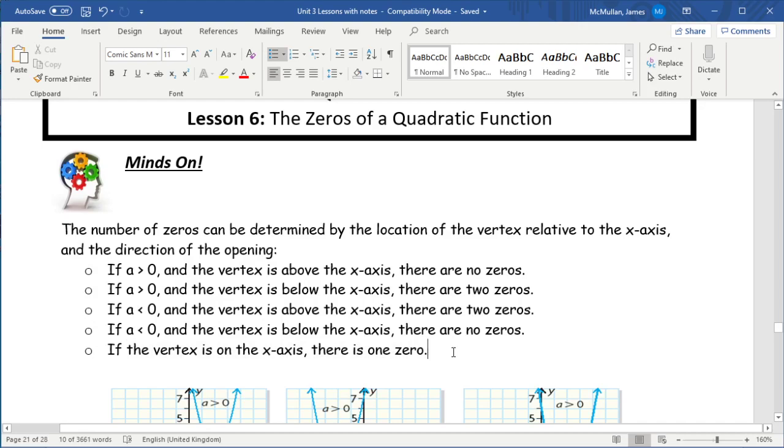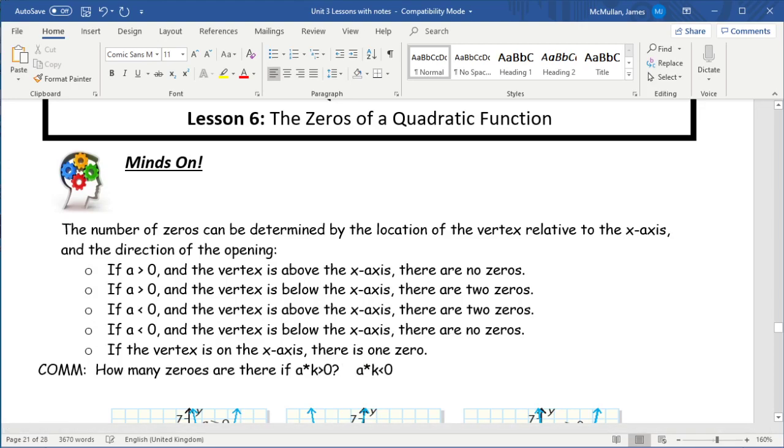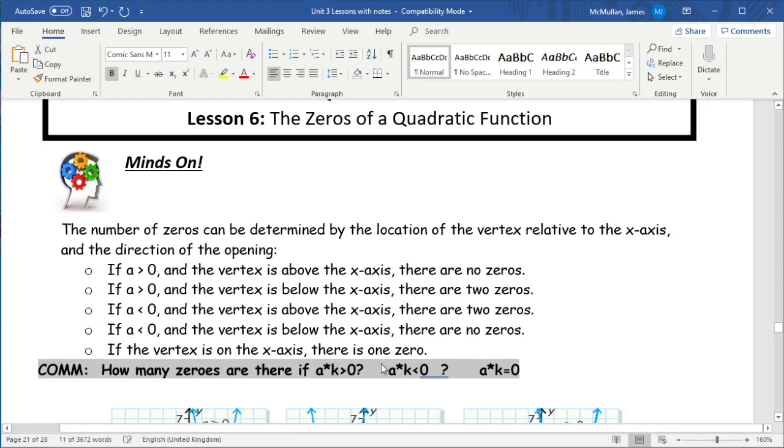So here's something I think you should give a try to prove. How many zeros are there if a times k is a positive number? I put greater than 0. What if a times k is a negative number? How many zeros are there then? What if a times k is neither positive nor negative? What if it's 0? How many intercepts are there then? Okay, I want you to give that a try.